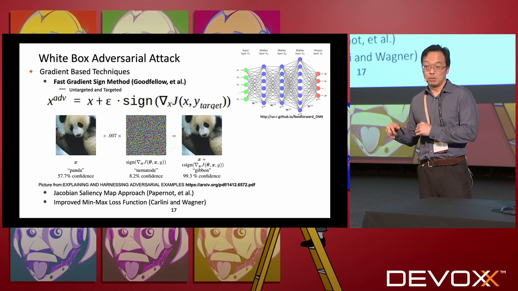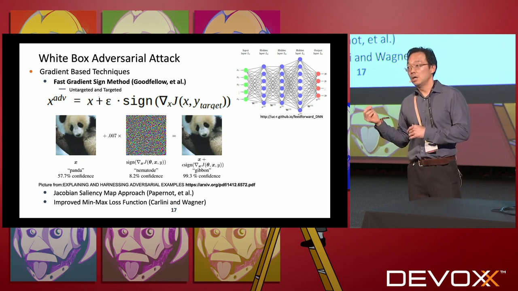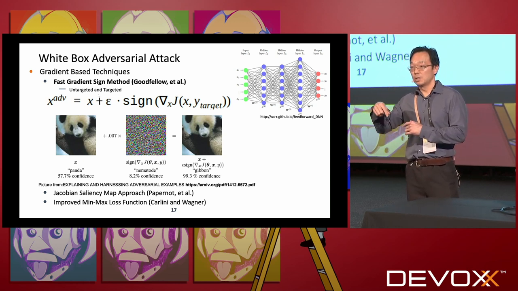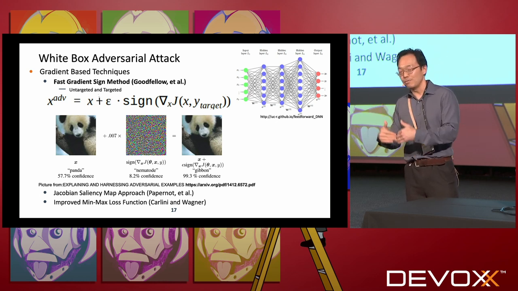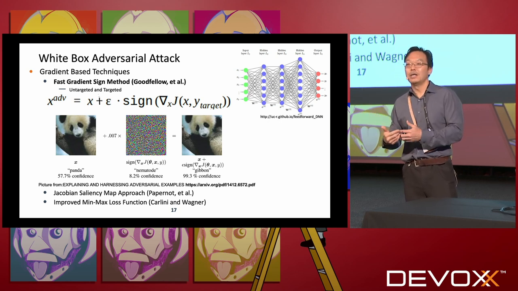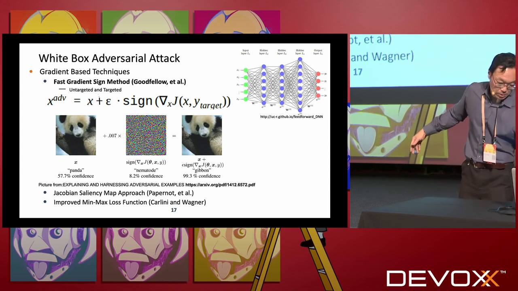Is it going to move up or down? Up. And if the pixel is something that negatively affects the error, then we want to push it down, right? I mean, if the more you make it negative, the more it increases the error, then you're going to push it down, right? So that's all this is saying.